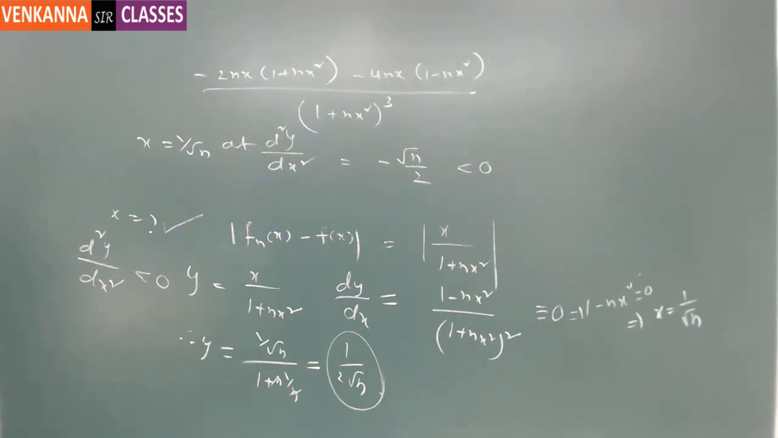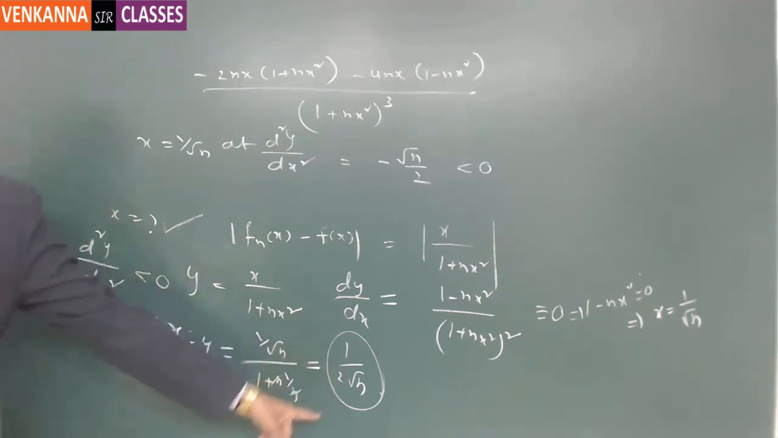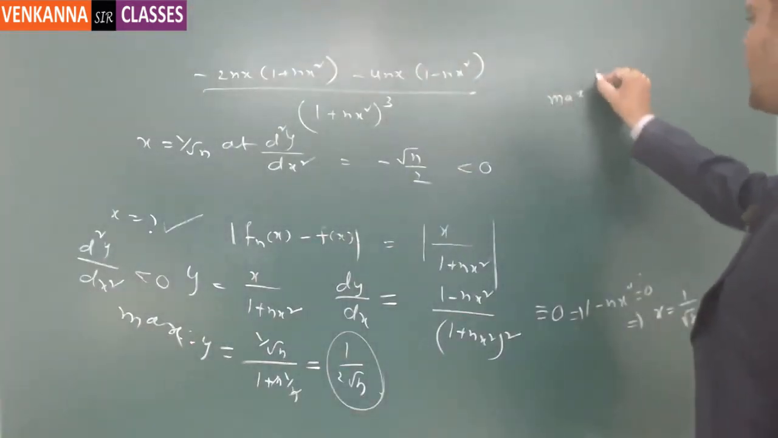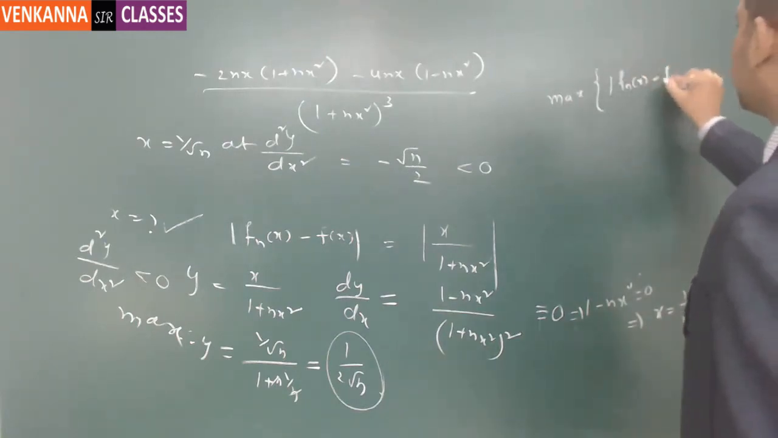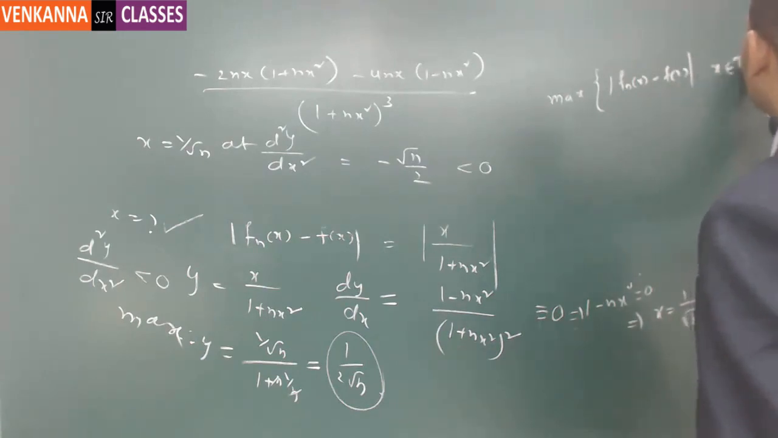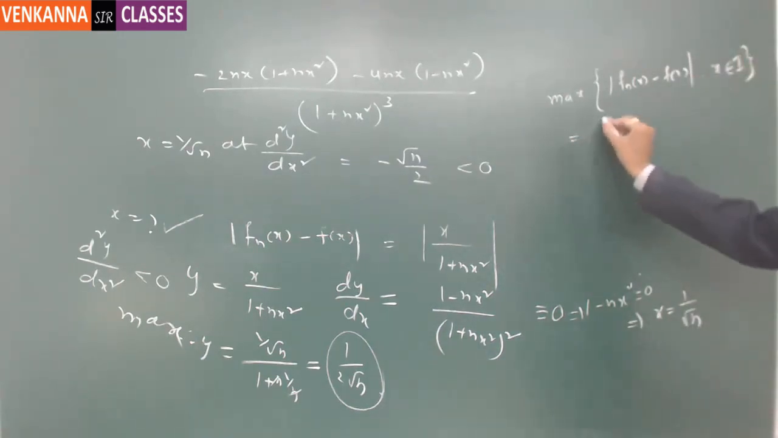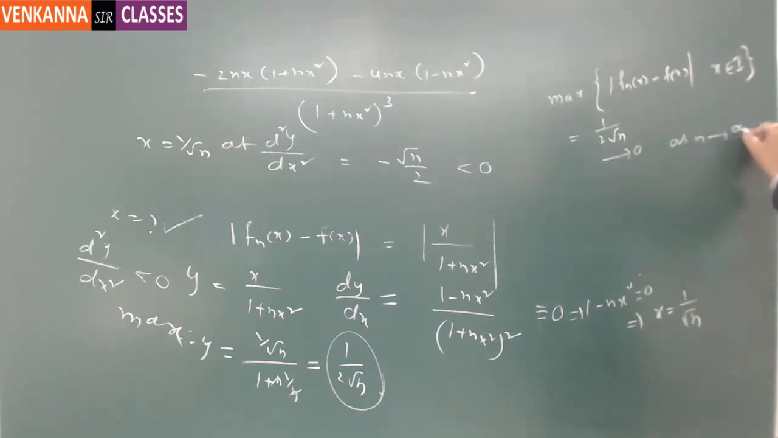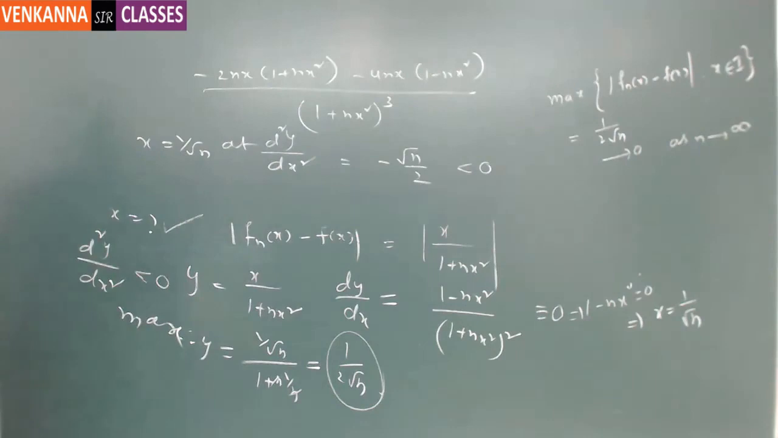Fine. So now the maximum value of the function, maximum y, is nothing but 1 by 2 root n. Now formally, the maximum of the modulus of fn of x minus f of x, such that x belongs to the interval whatever you have taken, is nothing but 1 by 2 root n. Now this value tends to 0 as n tends to infinity. Accepted? Therefore, by Weierstrass m-test, the given function converges to f of x uniformly. That's it. That is the conclusion.